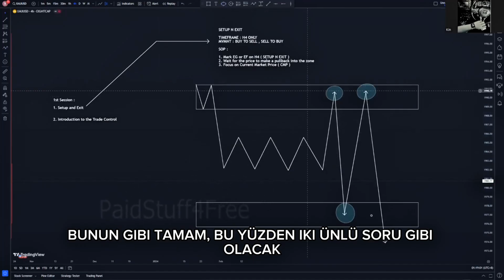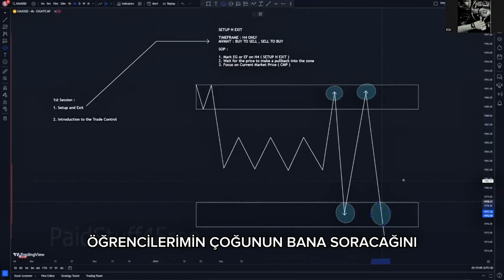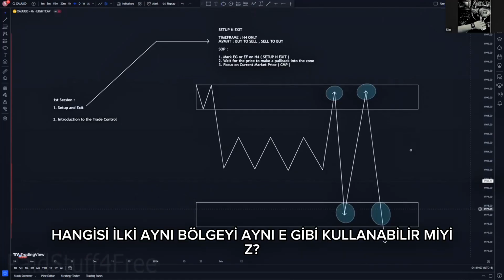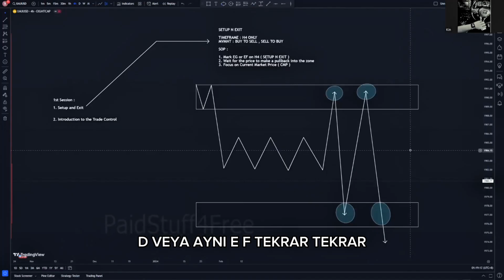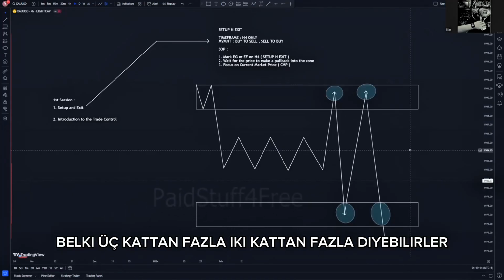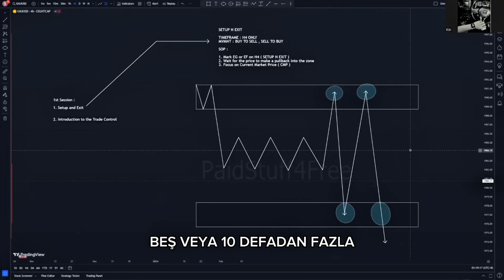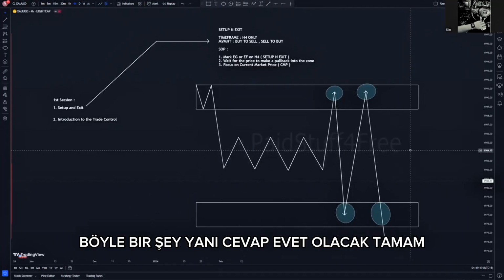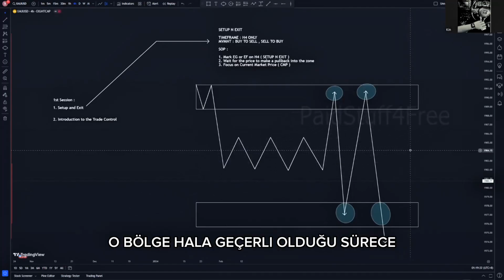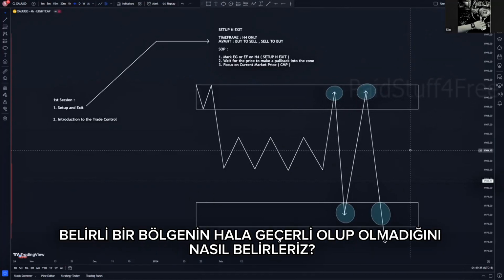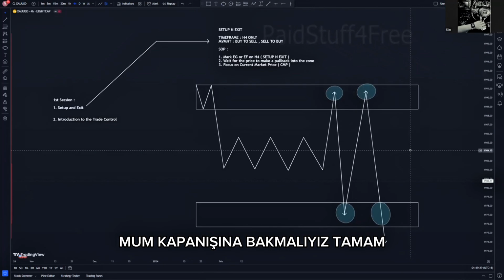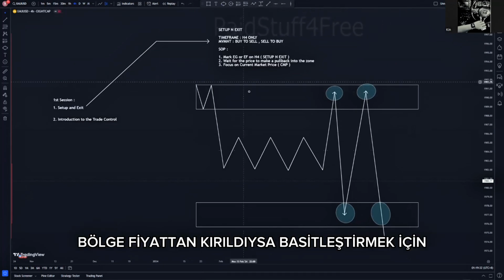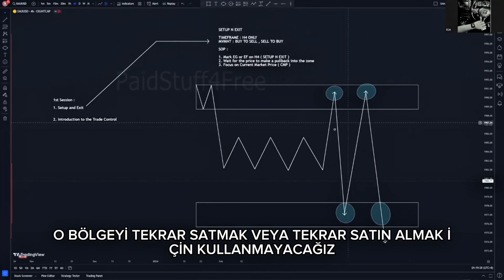There are two famous questions that most of my students ask me. The first one: can we use the same zone, the same ED or the same EF, over and over, maybe more than 2 times, 3 times, 5 or 10 times? The answer is yes, as long as that zone is still valid. How do we identify whether a certain zone is still valid? We need to look at the candle closing. To make it simple, if the zone has been broken by the price, we are not going to use that zone for sell again or for buy again.